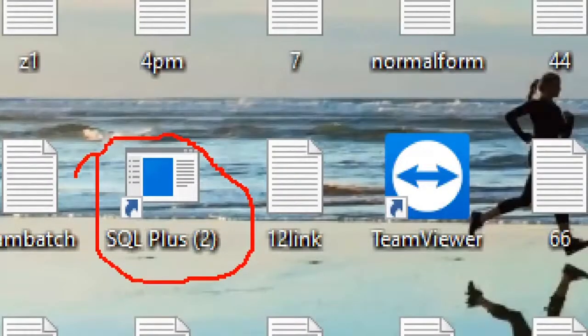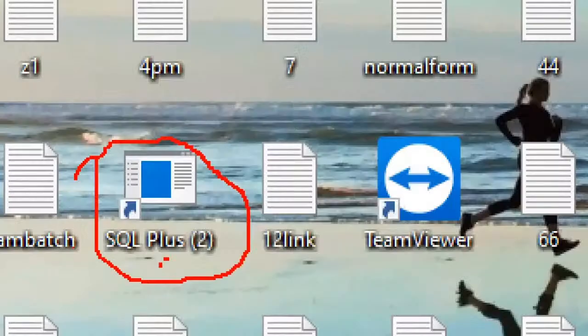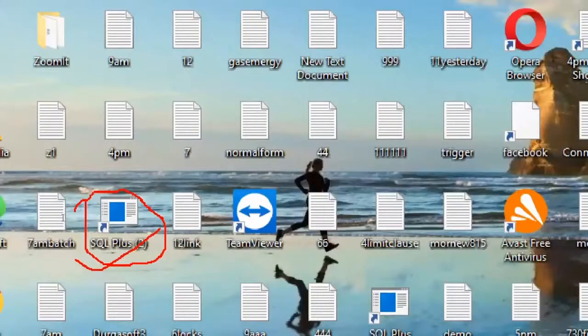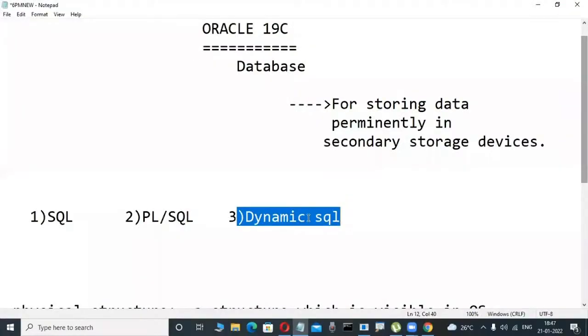What is this one? I'm installing Oracle. What is this one? SQL Plus is there. What is this one? SQL is a language, you have an idea. Okay, fine. PL/SQL is a language, some coding is there. Dynamic SQL is a language. Daily we are writing code.